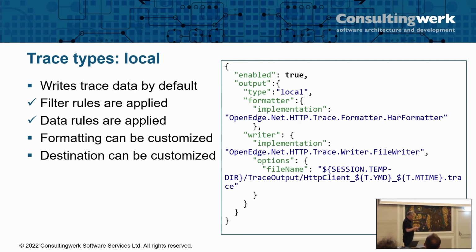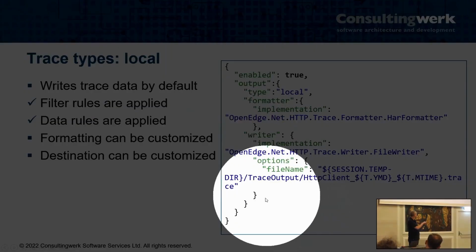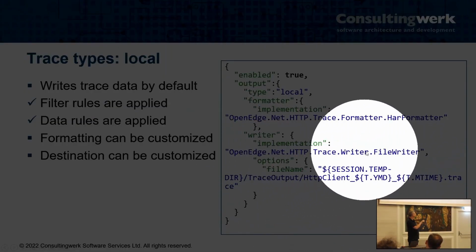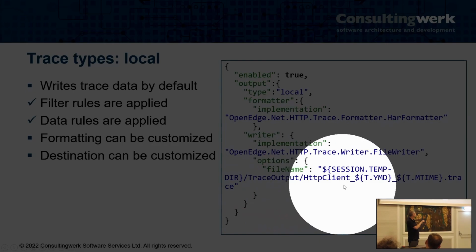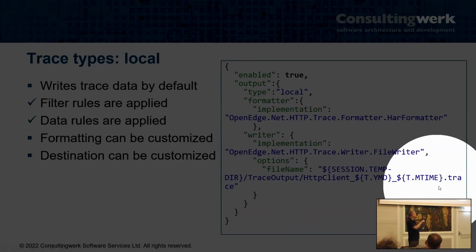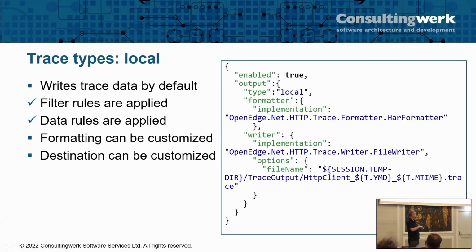And so we can get some choices with our writer, right? File writer obviously writes to disk, and we want it to go in there. We've got some tokens in here which we can resolve to give us unique file names or whatever. So that's going to go to my temp folder, into a trace output folder, and it's going to have the date and timestamp in there. So we can customize that.